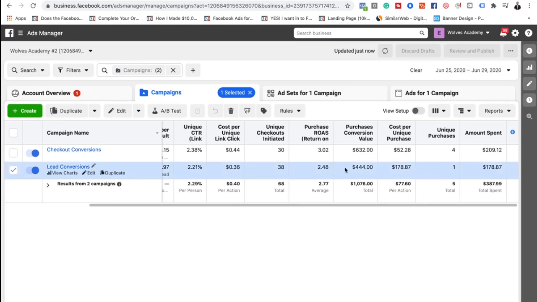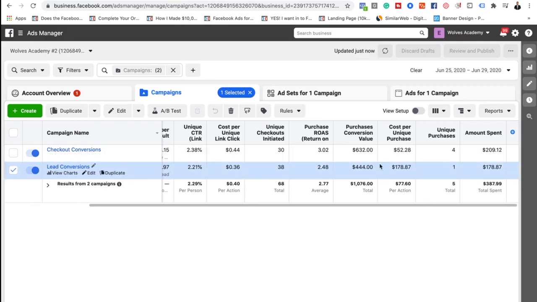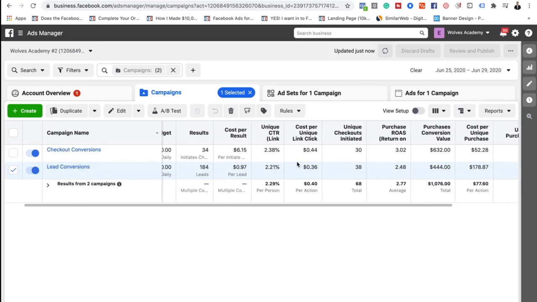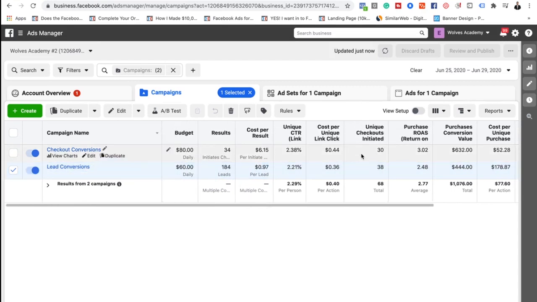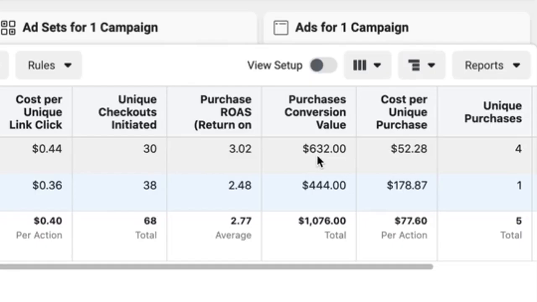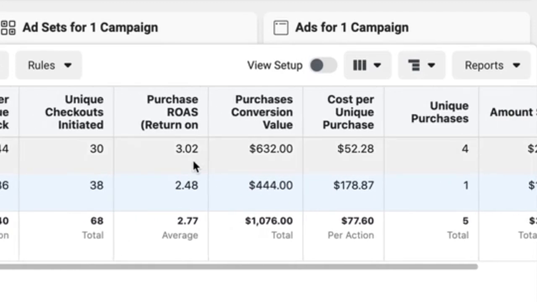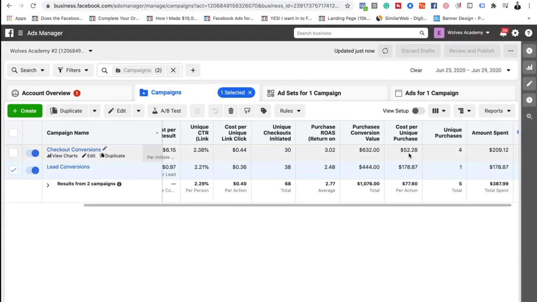However, let's go ahead and actually look at some of the data. One thing that I'm super excited about, aside from the lead conversion campaign, is that we started scaling this campaign to $80, and we got our first upsell. Not only are we within KPIs for the cost per purchase, but we have over $600 in revenue with a $209 ad spend. So not only are we at about a 3x return on investment, but we are within KPIs.